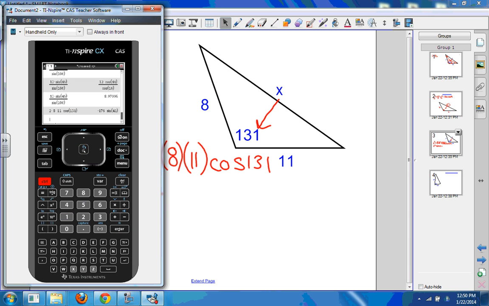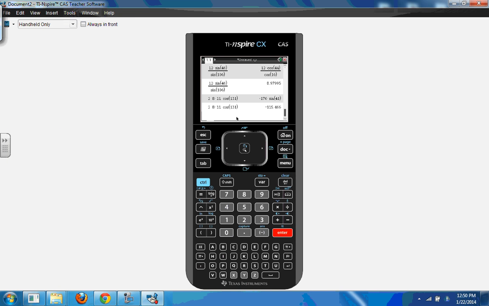And I get negative 115.466. Alright, we have to be careful here though, because I put a positive 2 in there. Oh, let's go back.